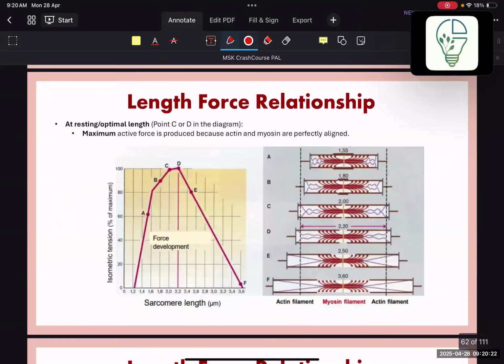Now, I just included another graph just in case the doctor gives you this other graph, because I do recall getting a question on this in my exam. And essentially, what I'm trying to show you is that the maximum active force at the optimal length on this graph is between point C and D, okay? And if they give you both, then I'd just pick D because, yes, just pick D.